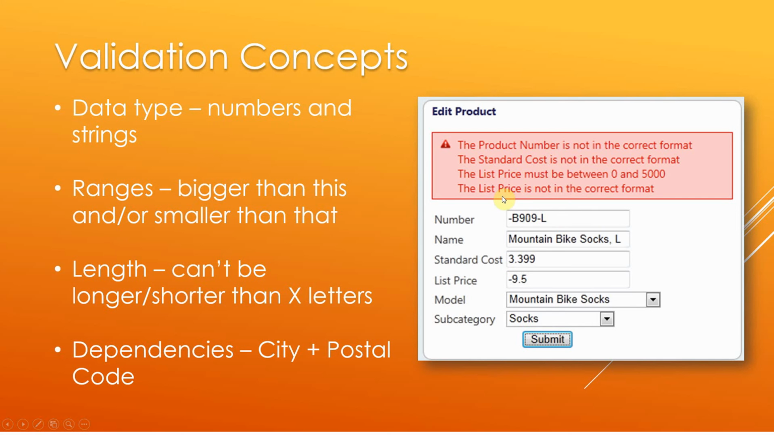Then we say the list price is not in the correct format. As we've discussed, it's negative. It needs to be between 0 and 5,000. So being negative means it's less than 0, which makes it invalid.